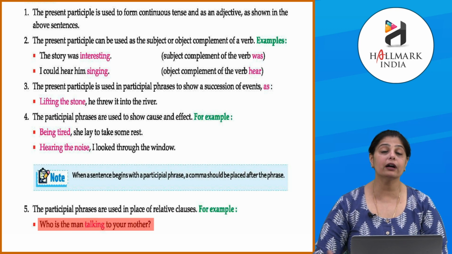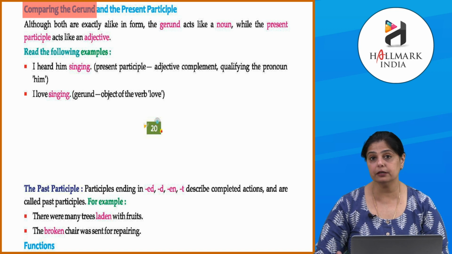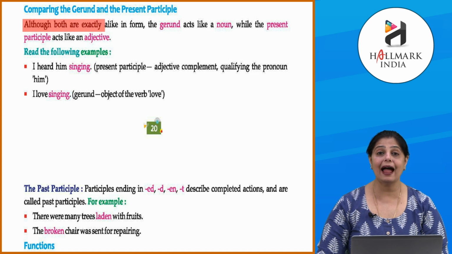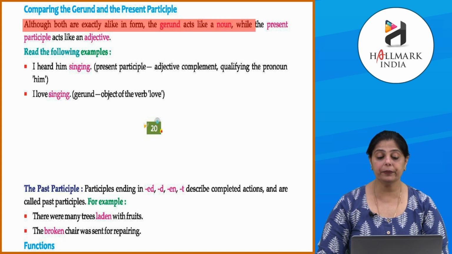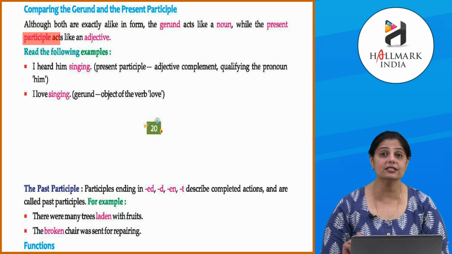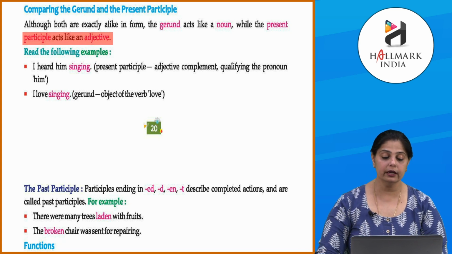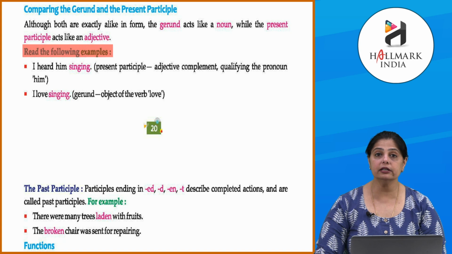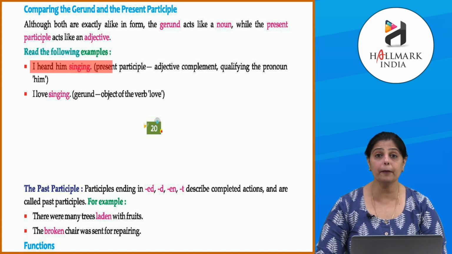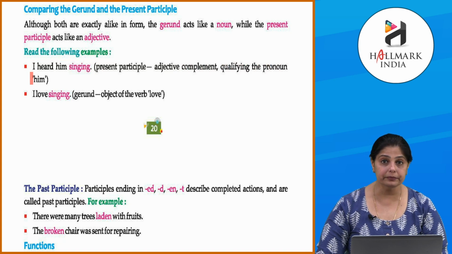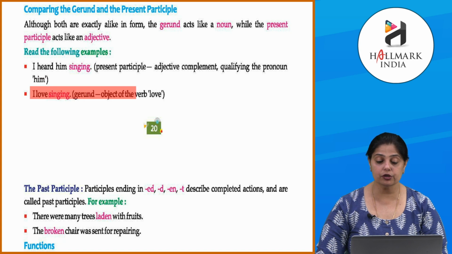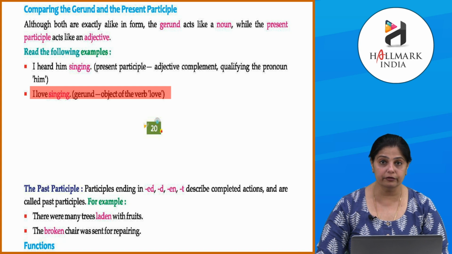Okay. Now, let's do a comparison between the gerunds and the present participle. Although both are exactly alike in form, the gerund acts like a noun. तो gerund noun की जगह लेता है, while the present participle, it acts like what? It acts like a describing word, which is the adjective. Okay, read the following example. I heard him singing. Now, this is a present participle, adjective complement qualifying the pronoun him. I love singing. So, यहाँ पे it becomes the gerund because it is the object of the verb love.